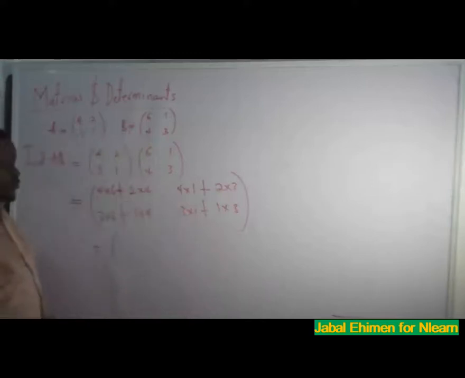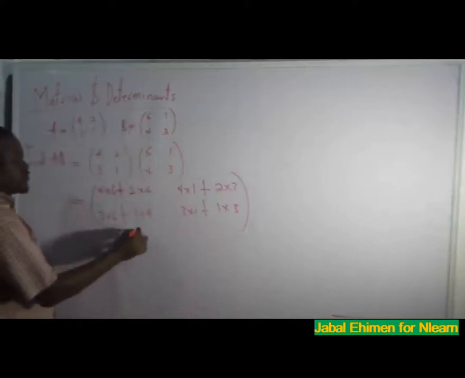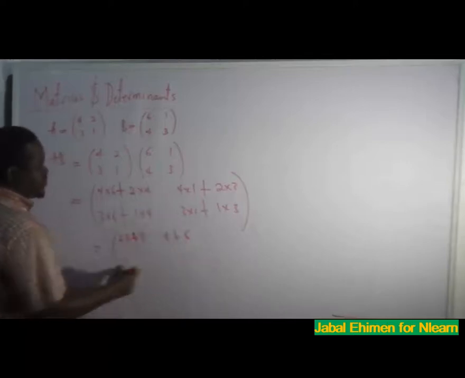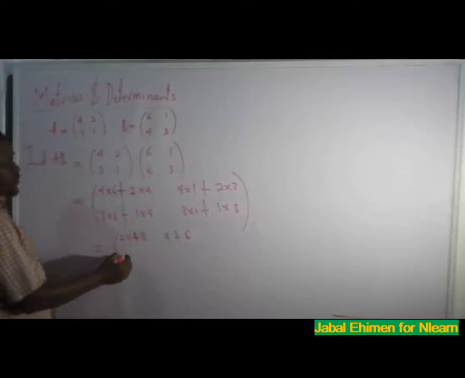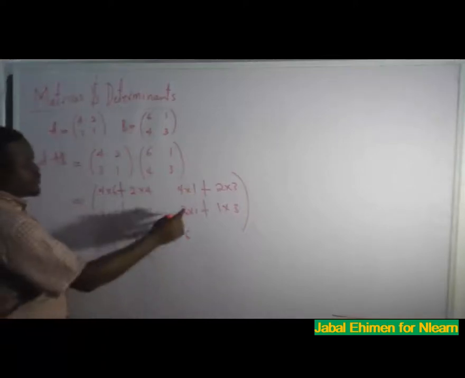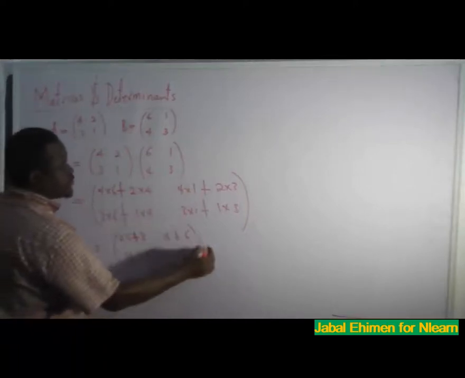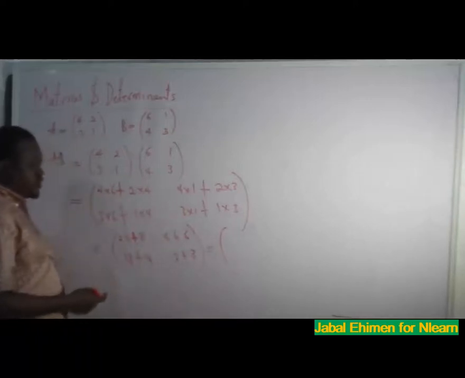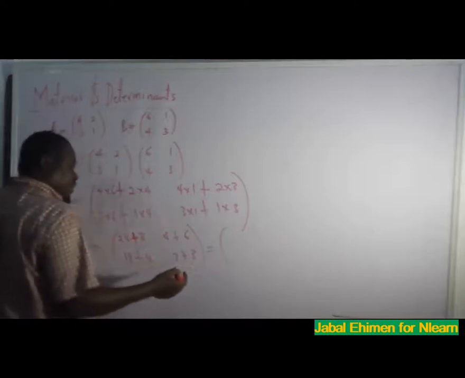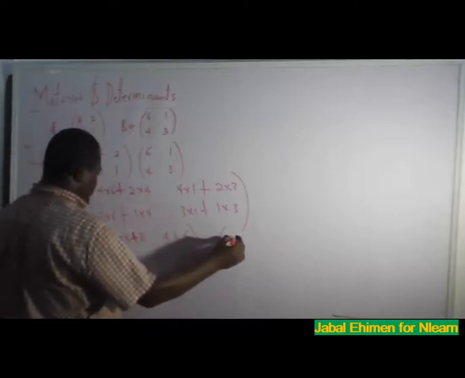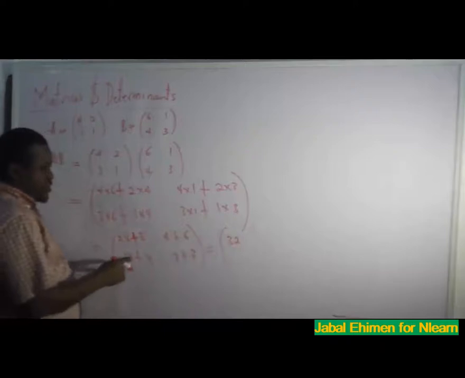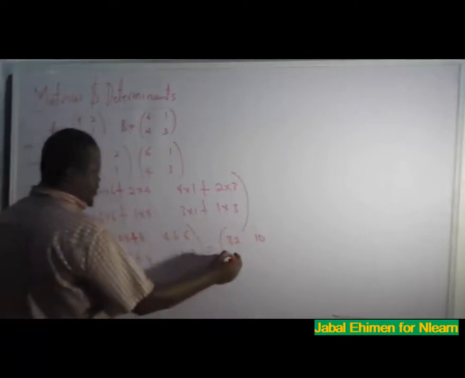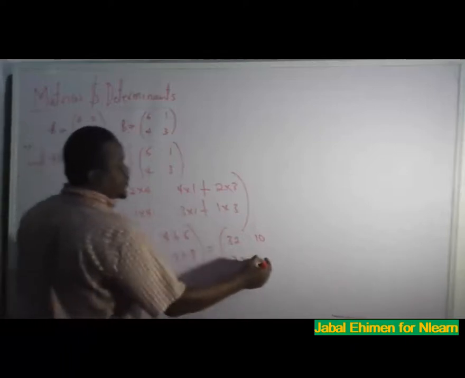So finally, 4 times 6 will give me 24, and 2 times 4 will give me 8, so 24 plus 8 will give me 32. 4 plus 6 will give me 10. 18 plus 4 will give me 22. And 3 plus 3 will give me 6.